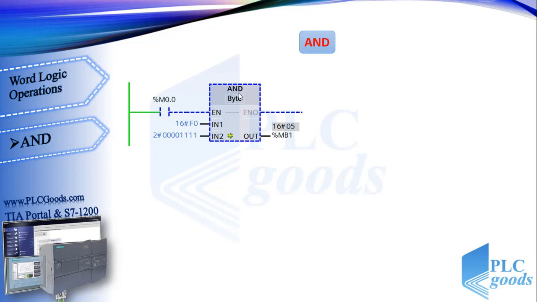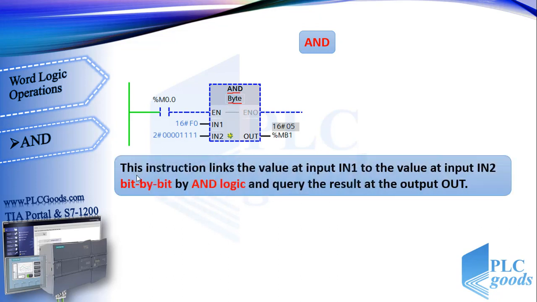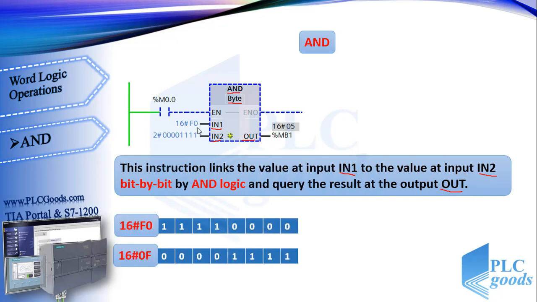This is the ladder symbol of AND. In this case, we must select the data type which can be byte, word, and double word. This instruction links the value at input in 1 to the value at input in 2 bit by bit, by AND logic, and queries the result at the output. Let's see what this instruction does.